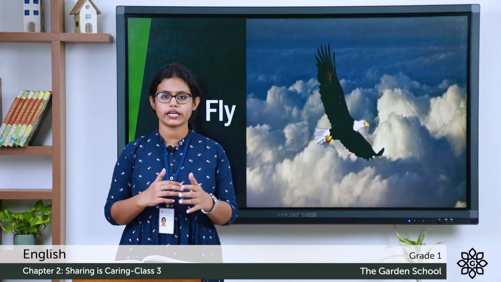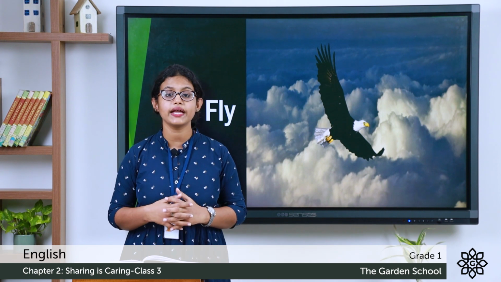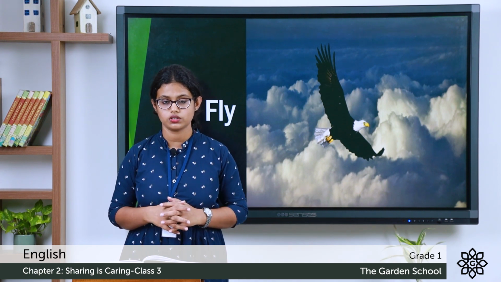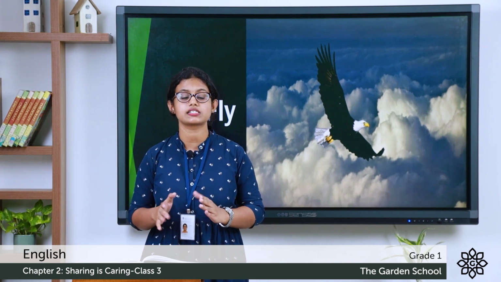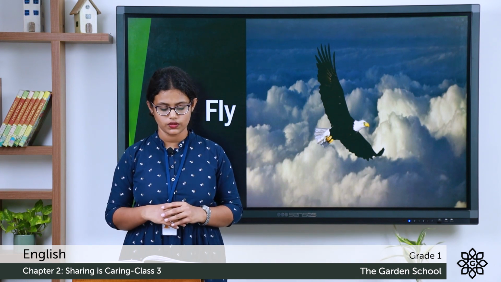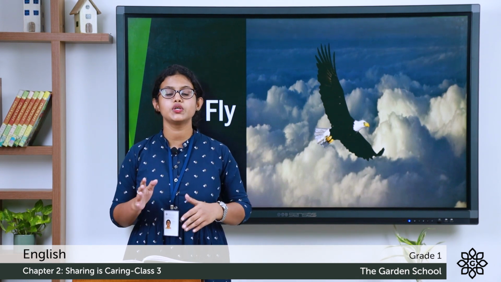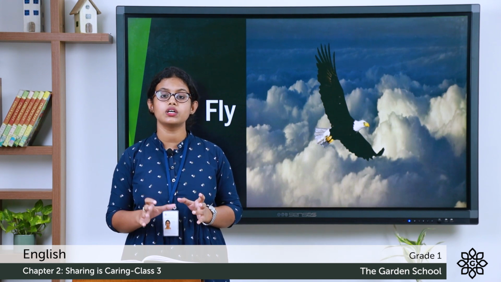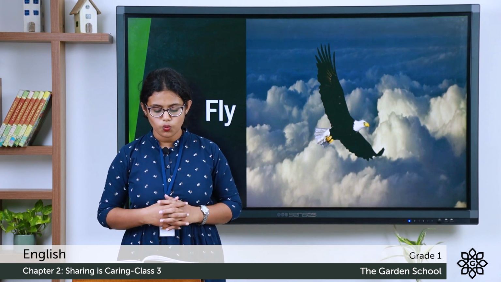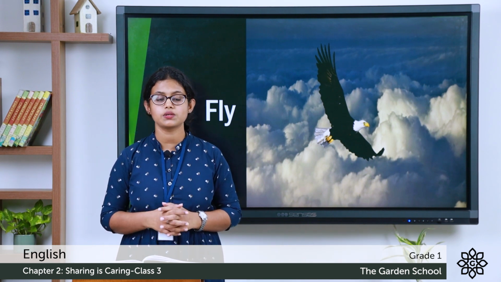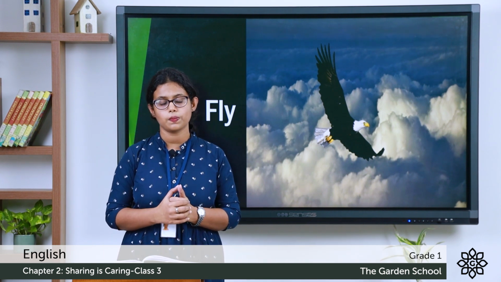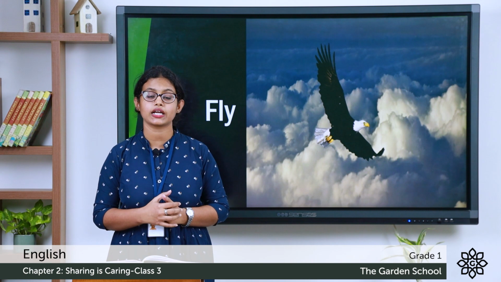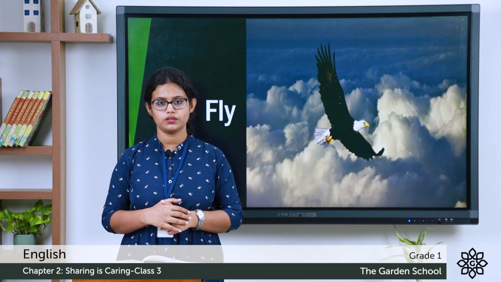So let's see some more examples. You can take page number 20 in your textbook. There you can see examples for action words. See the second one. A dog is running. Can you say what is the action word? The action word is run. What about the second one? It's a picture of a cat sleeping. So what is the action word? The action word is sleep.